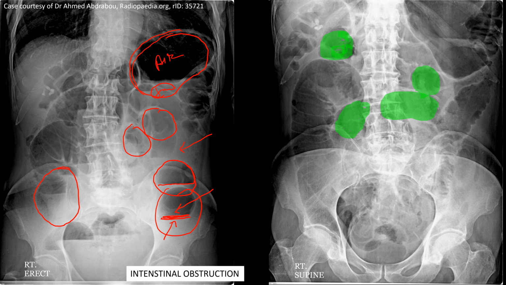In addition, in the supine position, we can identify the dilated small intestinal loops. So the observer should be able to differentiate between the normal intestine and this type of dilated loops of the intestine with air fluid level.